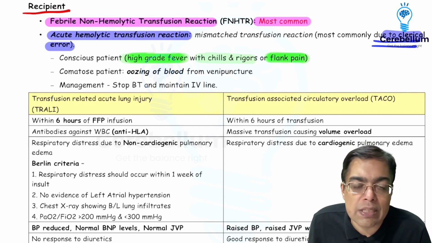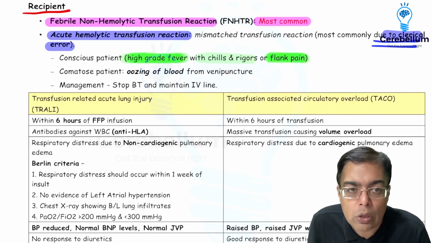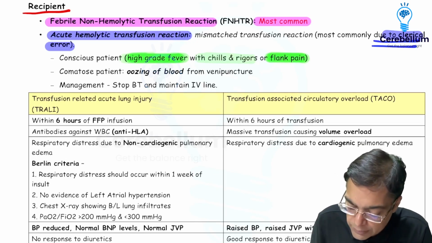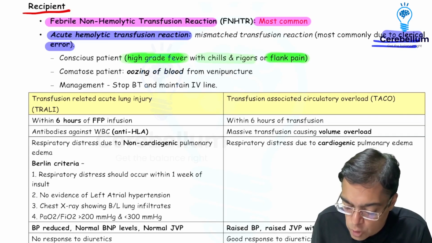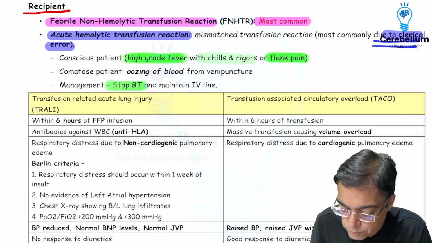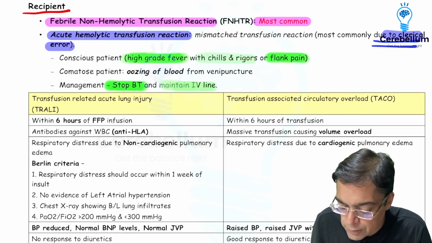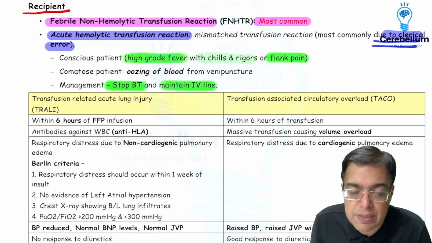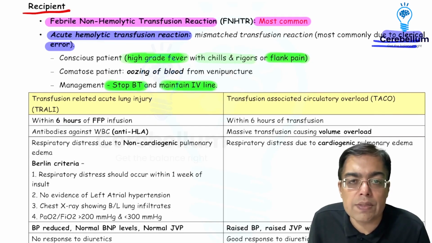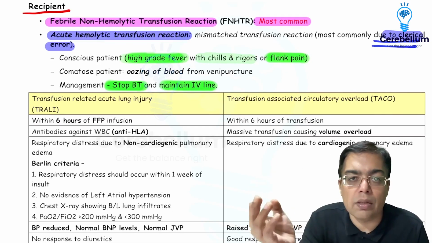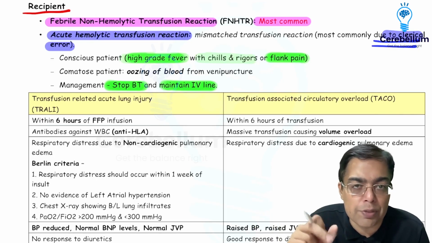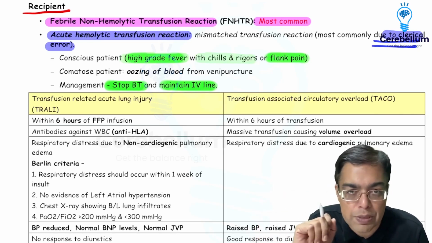So, if there is a severe pain complaint by the patient, or if there is a sudden development of high grade fever with chills and rigors, the important thing that you need to remember is that you have to stop the transfusion immediately. Ideally speaking, after stopping the transfusion, you have to maintain the intravenous line, and then you have to send the remaining blood along with the blood sample of the patient back to the blood bank for the purpose of cross matching.